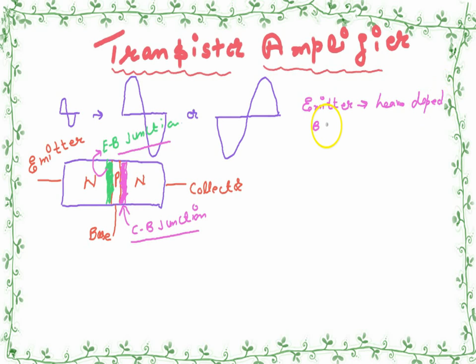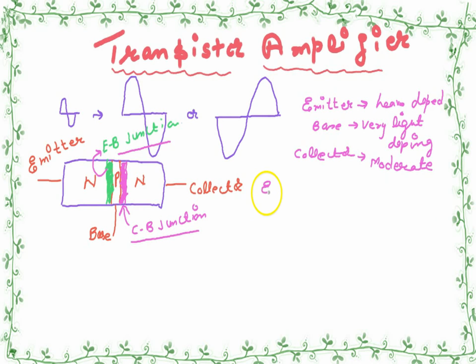The emitter is heavily doped. The base is very lightly doped. And the collector is moderately doped. So there is NPN, but you cannot change emitter to collector or collector to emitter, because the emitter is heavily doped and the collector is moderate. Of course, both are N.